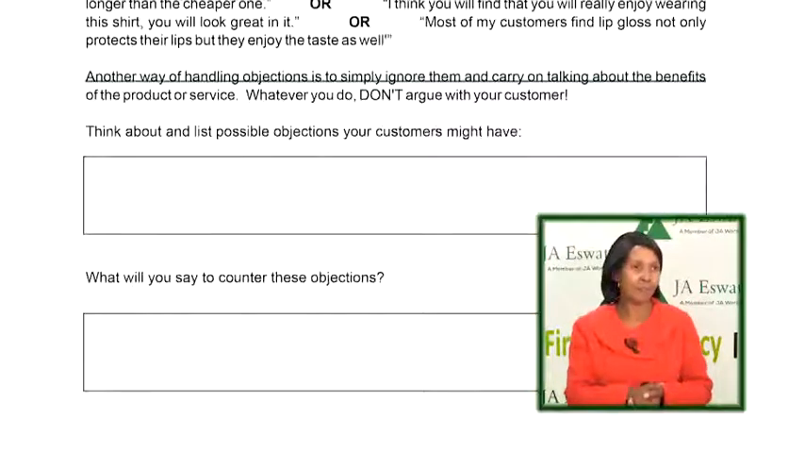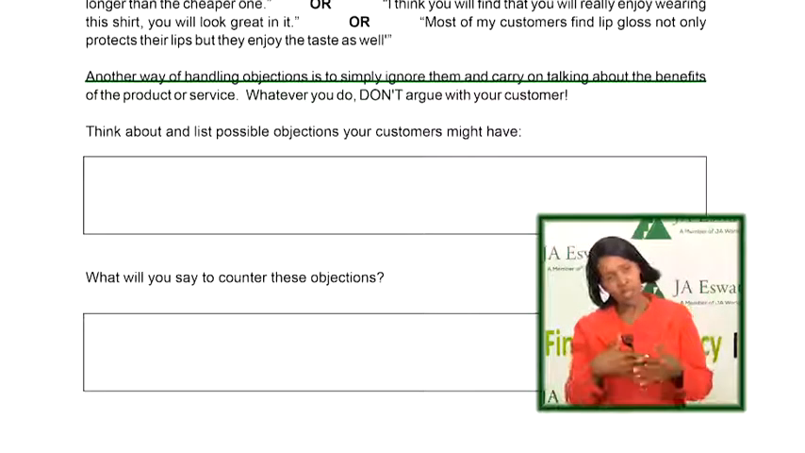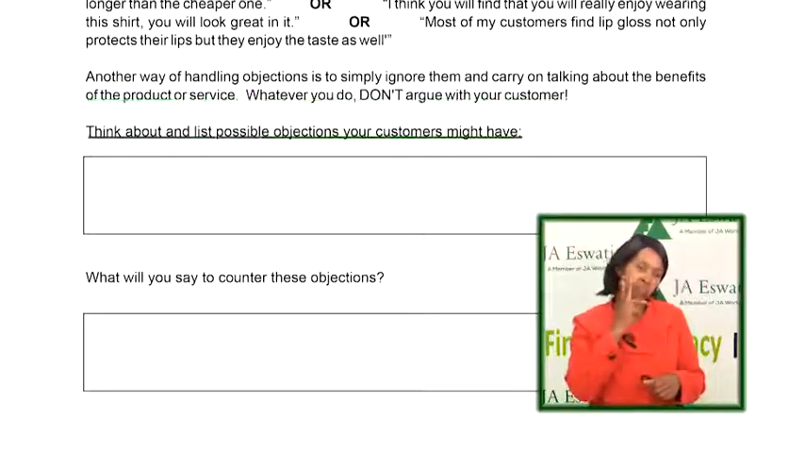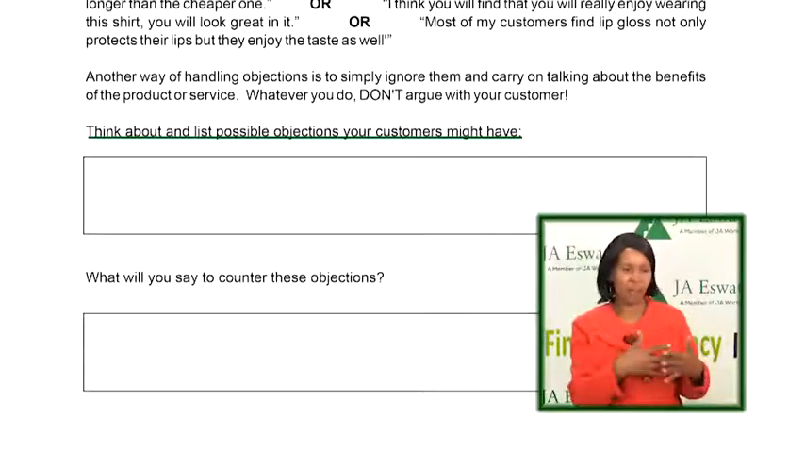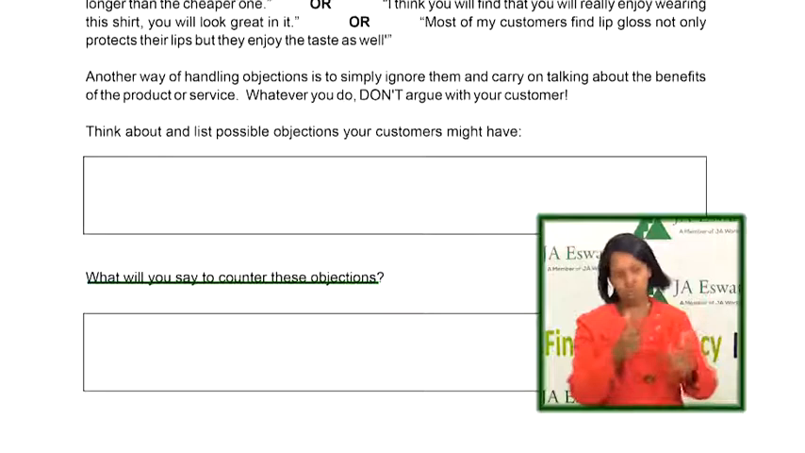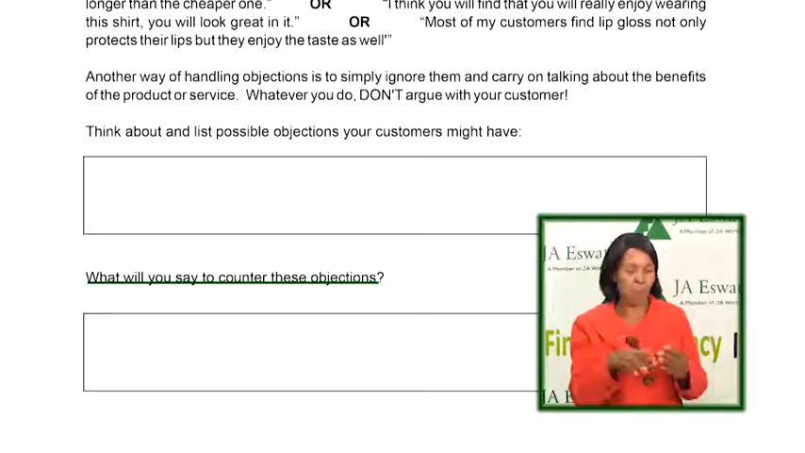Another way of handling objections is to simply ignore them and carry on talking about the benefits of the product or service. Whatever you do, don't argue with the customer. Think about and list possible objections your customer might have. What will you say to counter these objections? So it's very important that you jot down the possible objections that the customer might have and have answers to those objections.